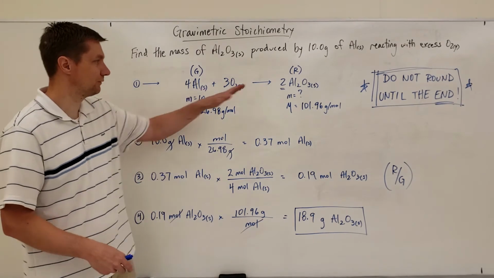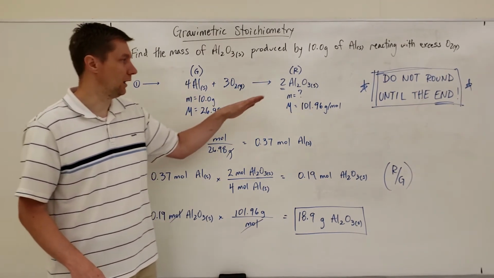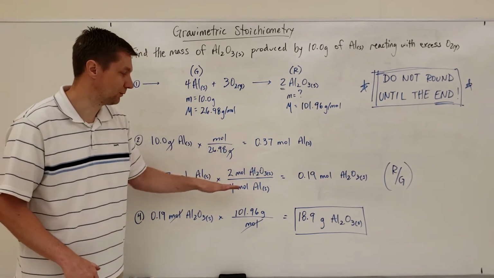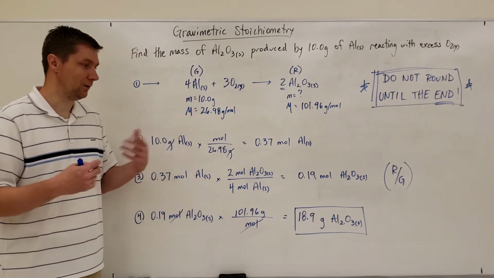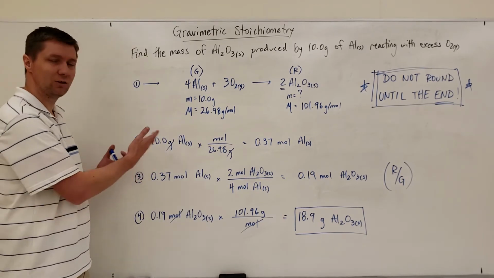It's the coefficient of the required divided by the coefficient of the given. And coefficients in chemistry always mean moles. So 2 moles of aluminum oxide divided by 4 moles of aluminum. And then you're well on your way. So this is kind of the long way to do it.